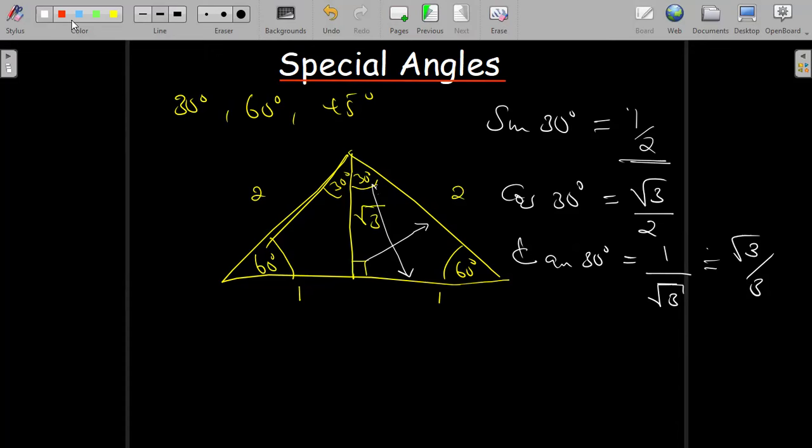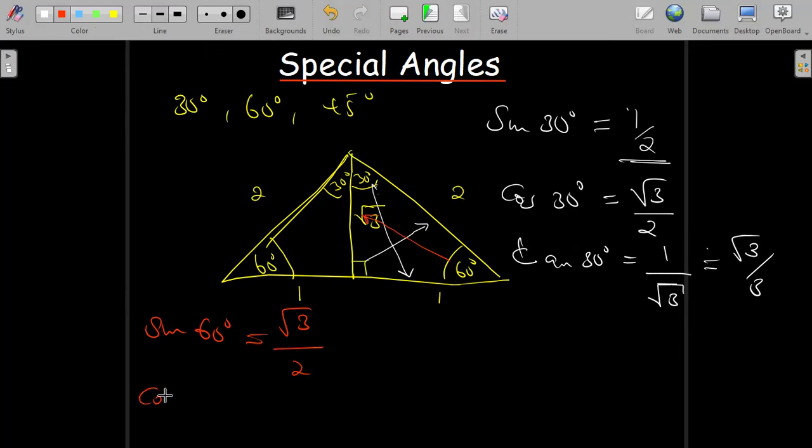Then with my 60 degrees, I can do the same, sine 60 degrees. So what is my opposite? My opposite is this side where there is the same root 3. So that's root 3, my opposite, divided by my hypotenuse. My hypotenuse is opposite the 90 degrees, which is 2. Always the hypotenuse is the opposite of the 90 degrees.